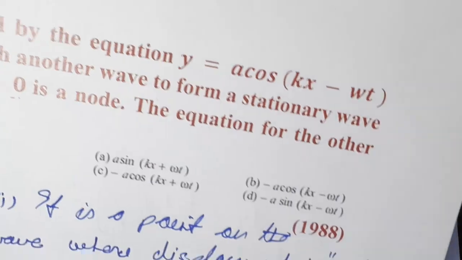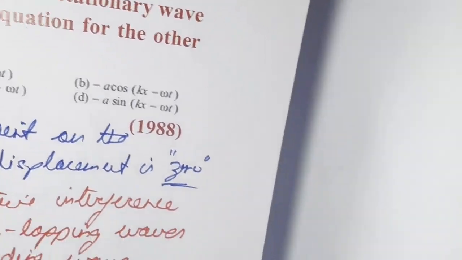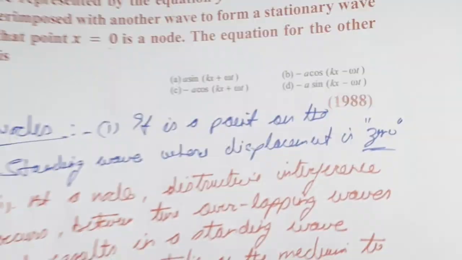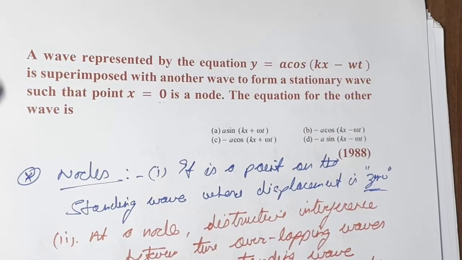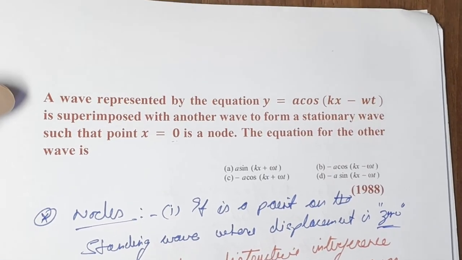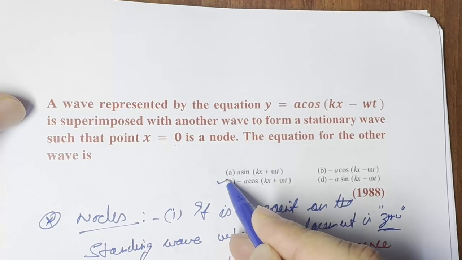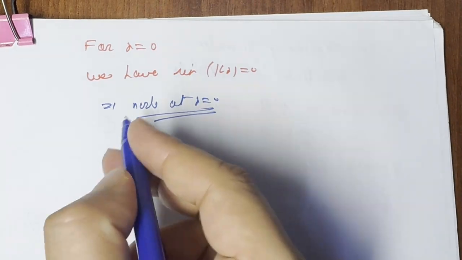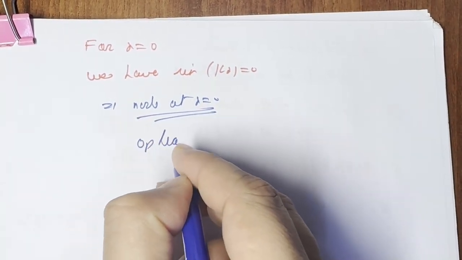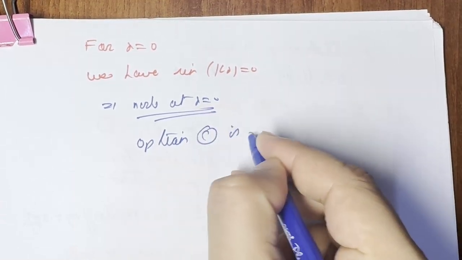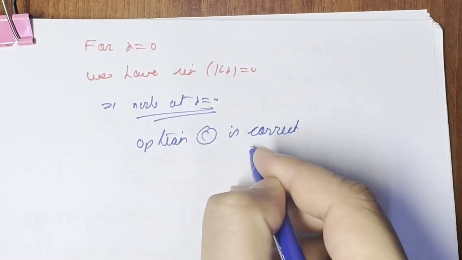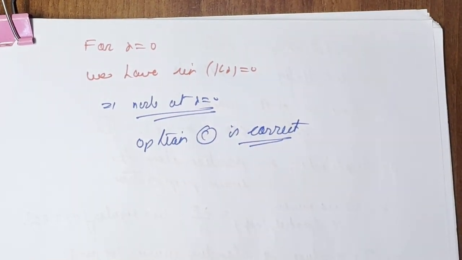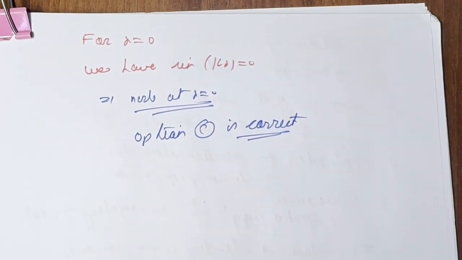And if we check the options that are given to us, we can say that option number C is the correct option. You can write option C is correct. So this completes the question. Thank you.